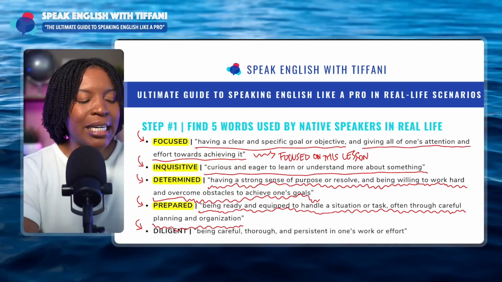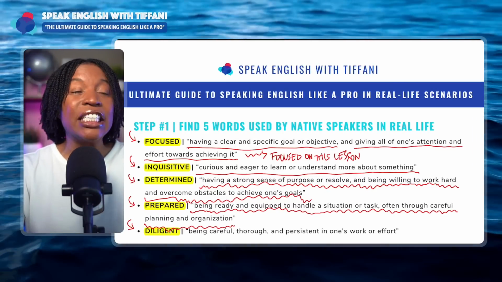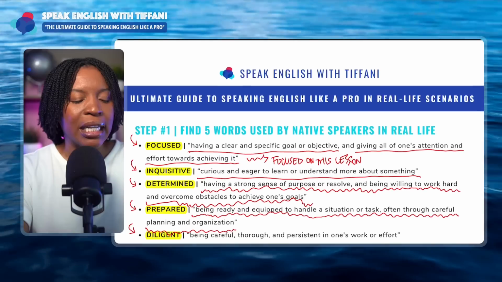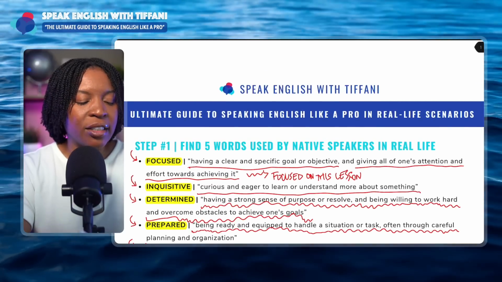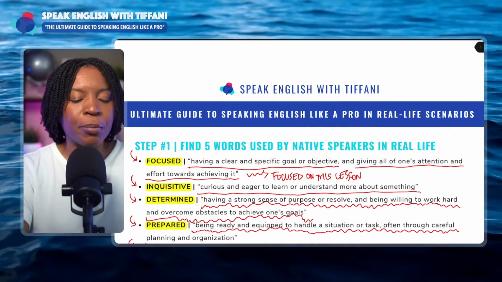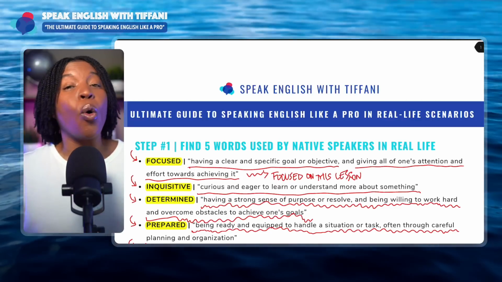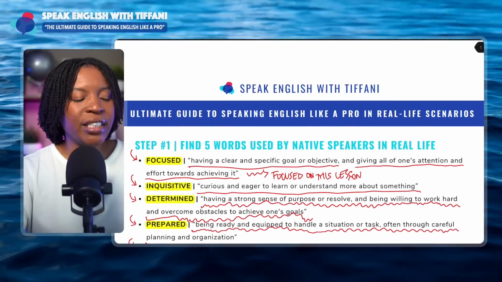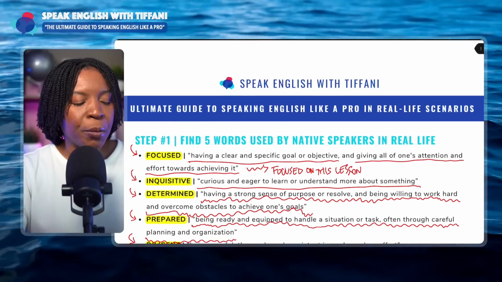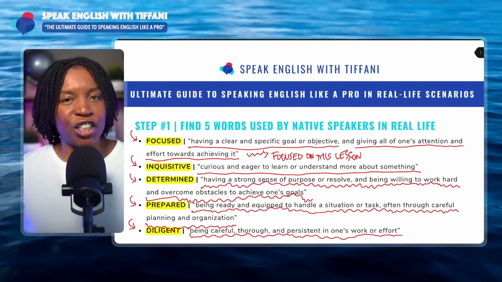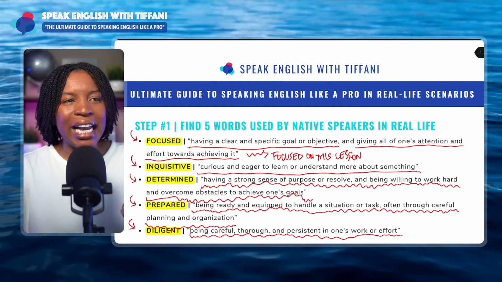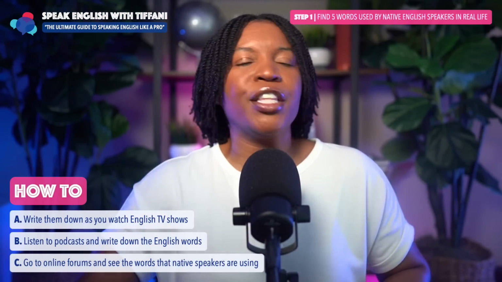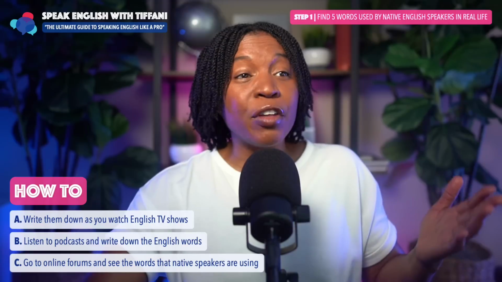And the fifth word is diligent. Diligent. Words that native English speakers actually use in real life. This just means being careful, thorough, and persistent in one's work or effort. So I have 5 words. Again, focused, inquisitive, determined, prepared, and diligent. All right? 5 words. So again, step 1, find 5 words used by native English speakers in real life. So I have the 5 words.